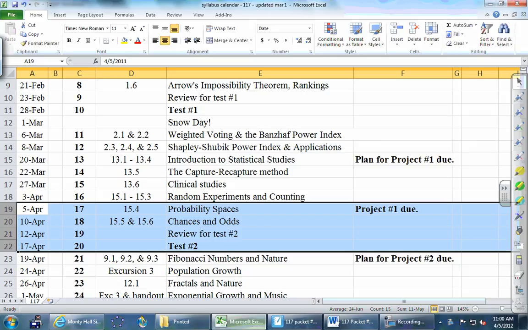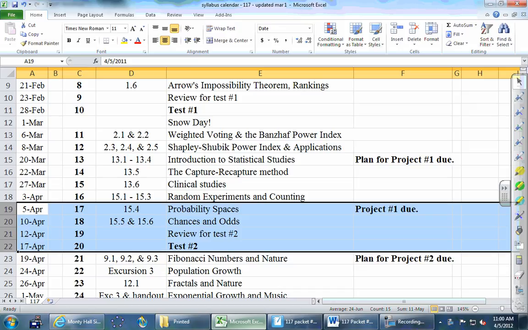Last time we talked about random experiments and counting. Today we'll continue counting, but we'll further define something called a probability. You have heard this word before. Next class we talk about chances and odds, very much related to probability. Then we have our review, and then test number 2 on April 17. Any questions on that? I think that's a week from Tuesday.